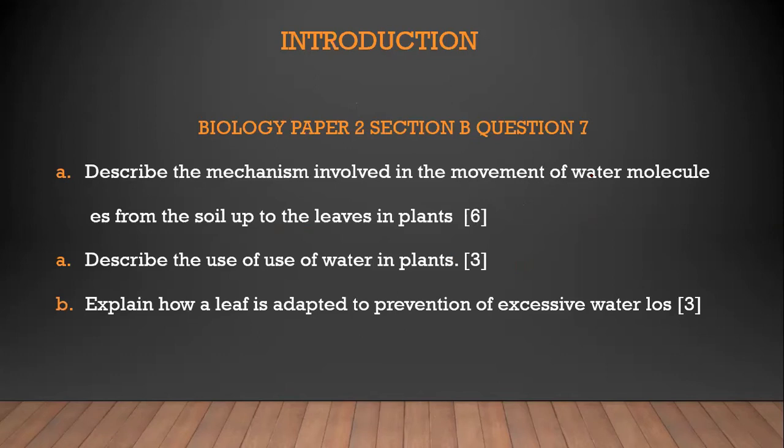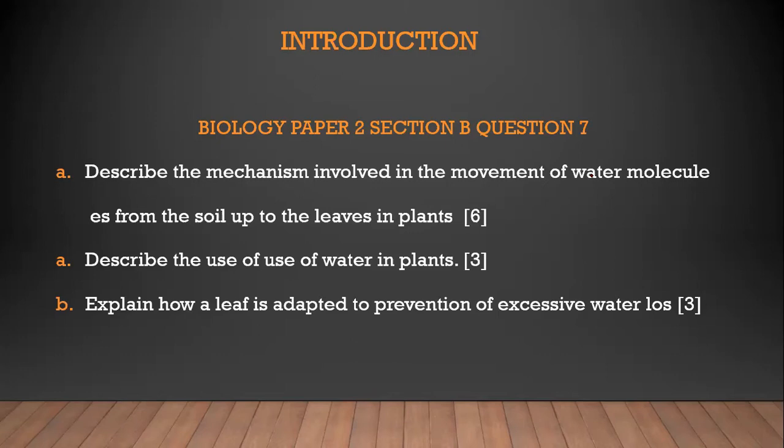All right, so one of these days, I was looking at some questions that they bring in the past papers. I came across this interesting question in Biology Paper 2, Section B, Question 7, and this is 2018. The question was asking me to describe the mechanism involved in the movement of water molecules from the soil up to the leaves in plants. Then B, describe the use of water in plants. Then C, explain how a leaf is adapted to prevention of excessive water loss.